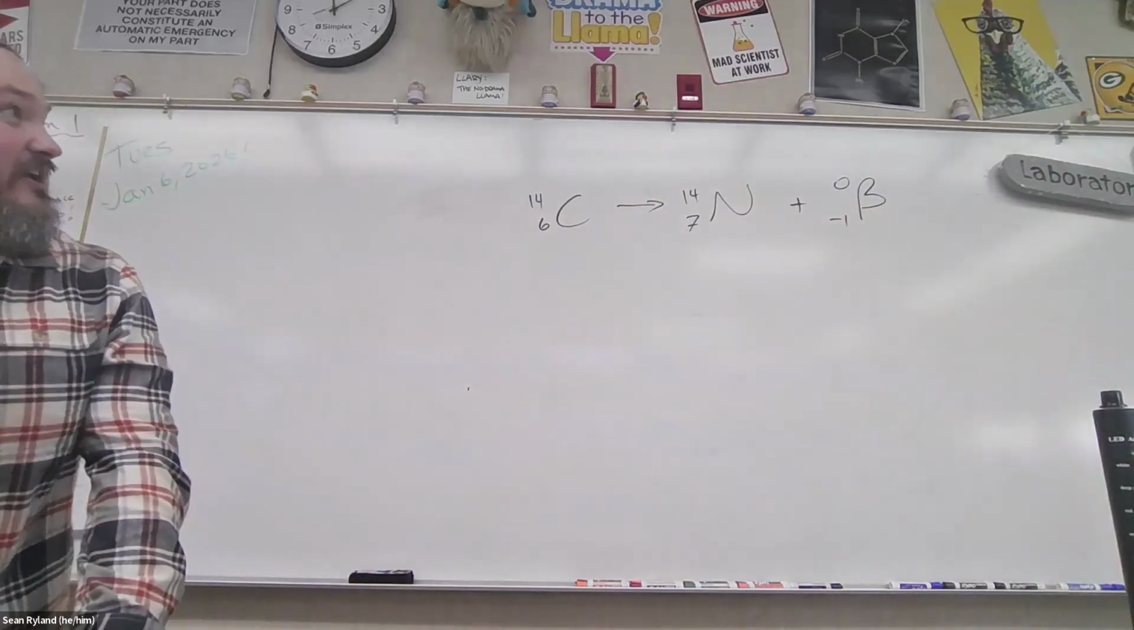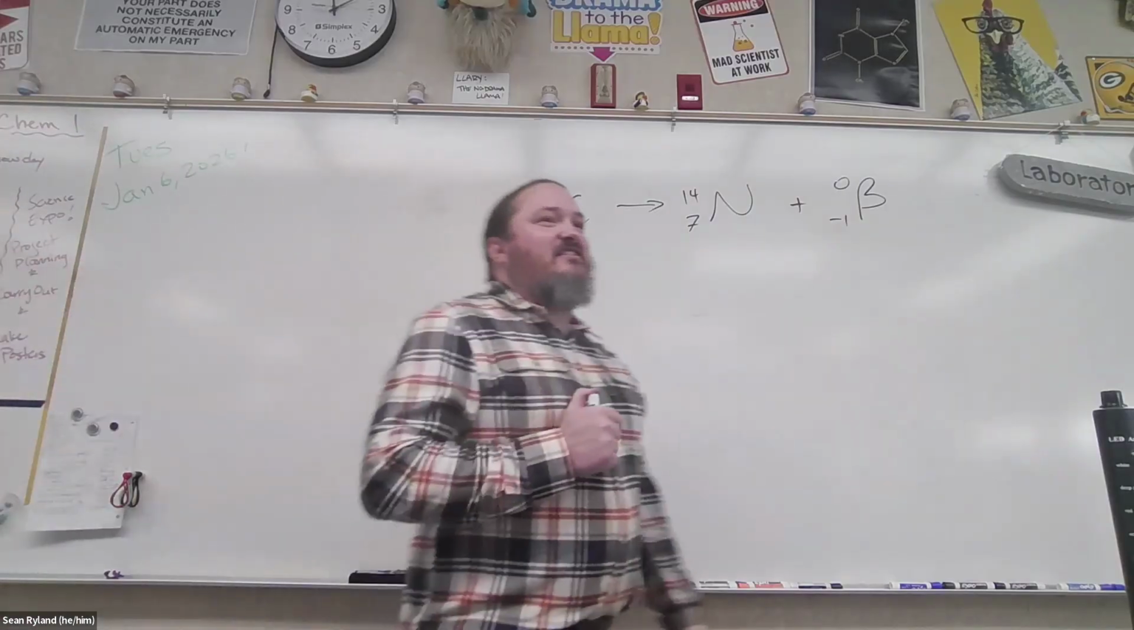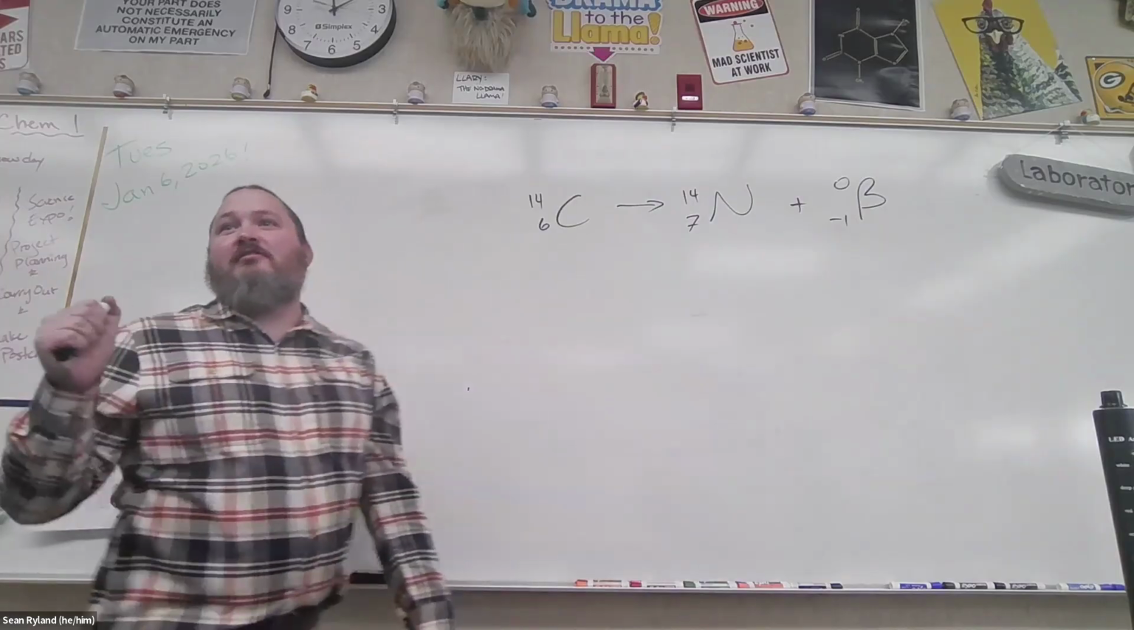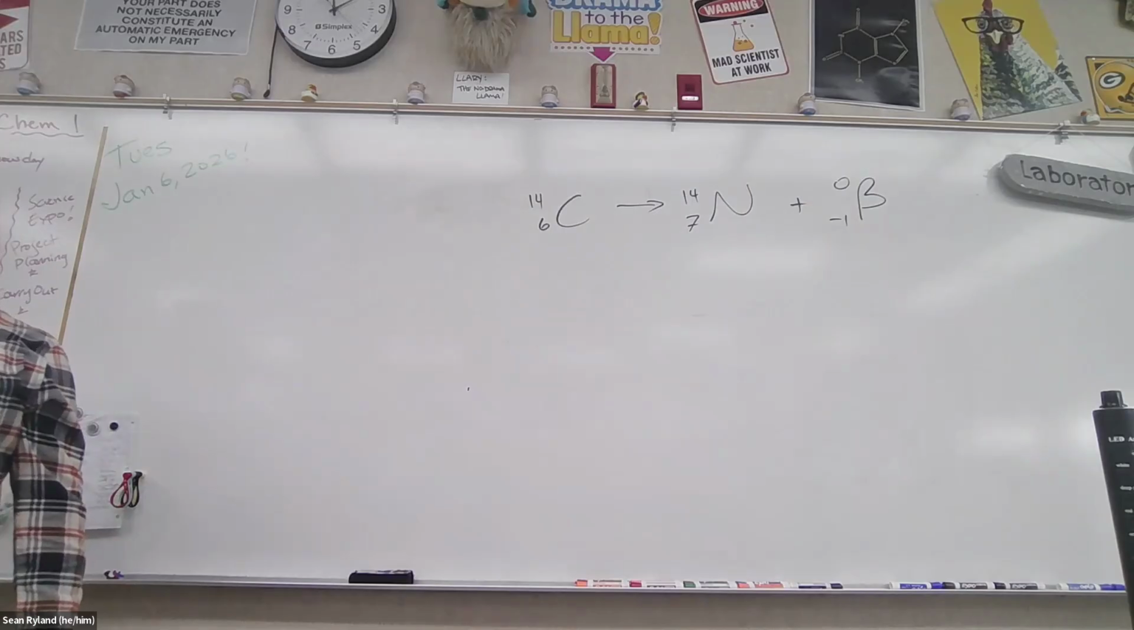Once we get a handle on one weird thing, we make it weirder. We're going to do the same thing, but with antimatter. So it turns out you can have a beta particle that's positively charged.